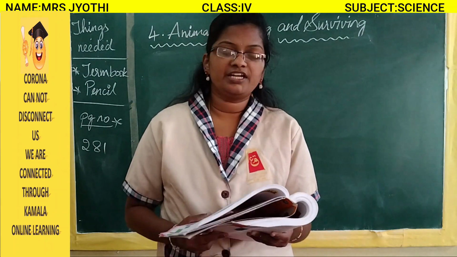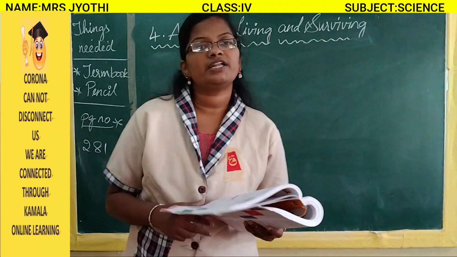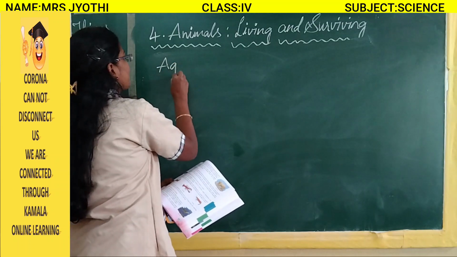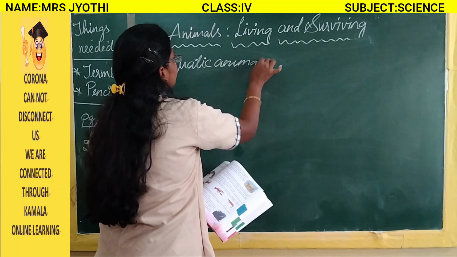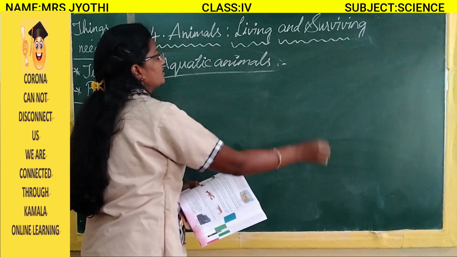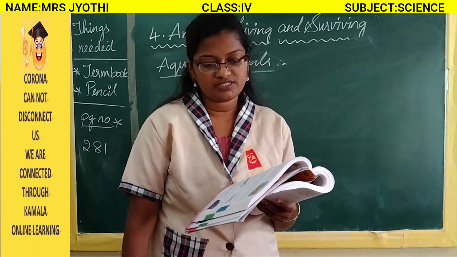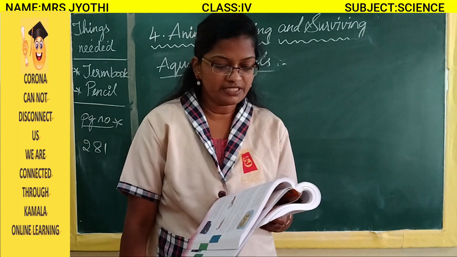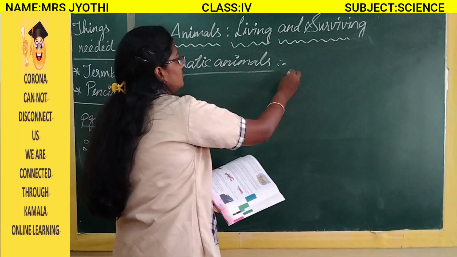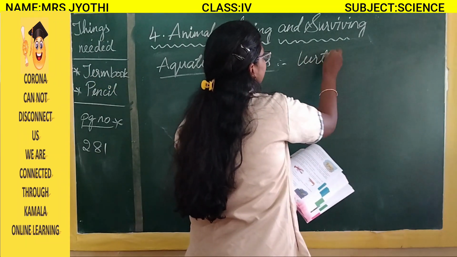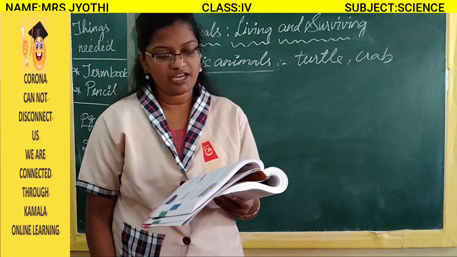So page number 281, aquatic animals. Animals that live in water are known as aquatic animals. Sea turtles, crab, octopus and fish are some of the examples of aquatic animals. So here you can see turtle, crab, etc. as the aquatic animals.